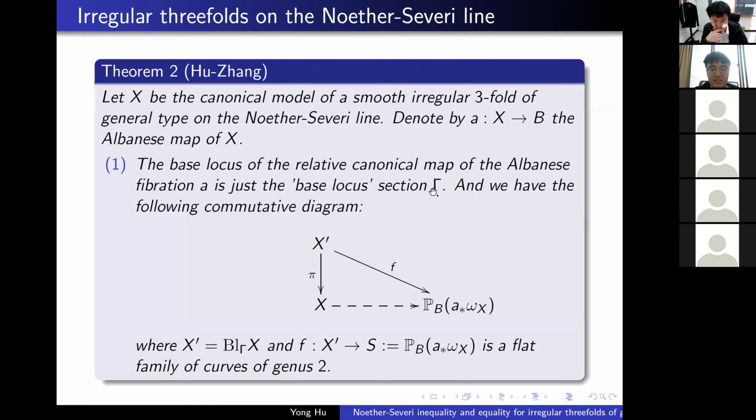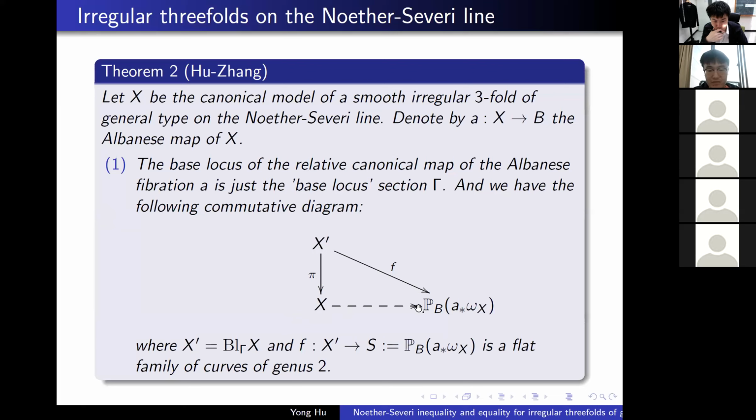So the base locus is just this section gamma. It is easy to see that this section gamma lies in the base locus of this relative canonical map. We proved that the base locus is just this gamma. And we have the following commutative diagram. If we blow up this section gamma, we get X prime.